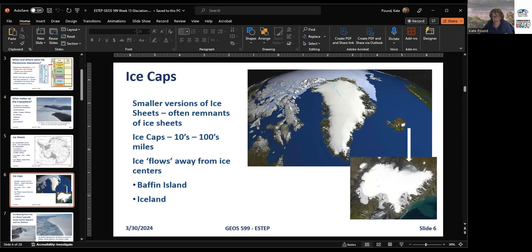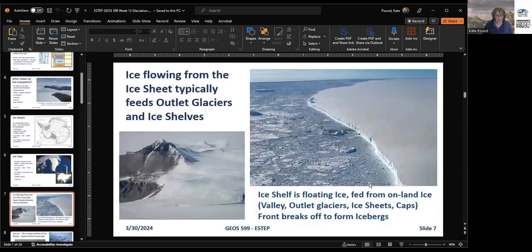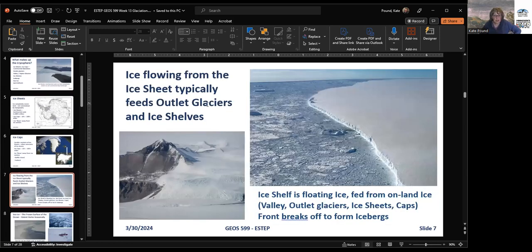And that's really interesting because the ice actually interacts with volcanoes that are underneath it. So that produces a whole bunch of interesting scenarios. So we've looked at ice sheets and ice caps. And now let's just go back to that ice that flows from the ice sheet.